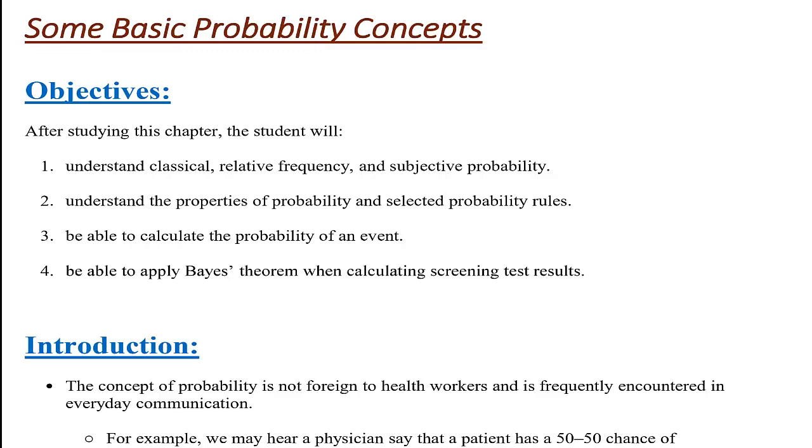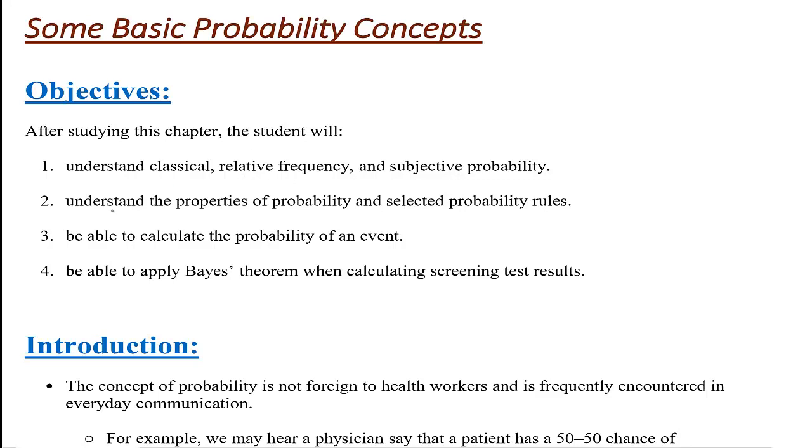Bismillah ar-Rahman ar-Rahim. In this chapter, I will talk about some basic probability concepts, بعض المفاهيم الأساسية في الاحتمال. Objectives: After studying this chapter, the student will understand classical, relative frequency, and subjective probability. ثلاث أساليب للاحتمال: classical, relative frequency, and subjective.